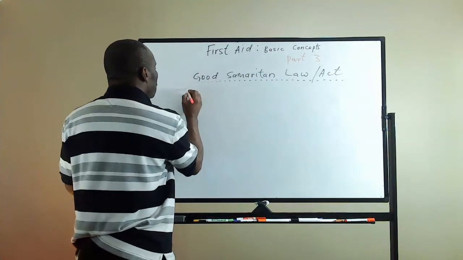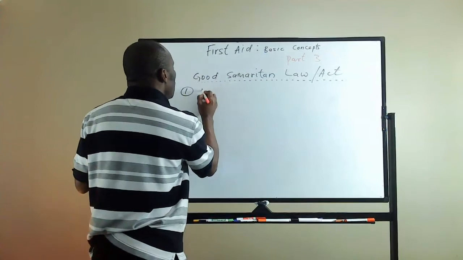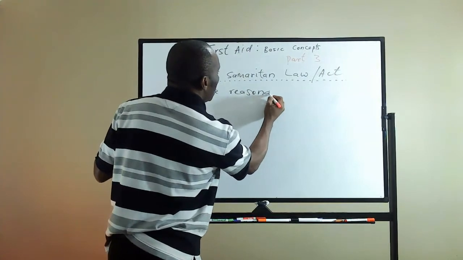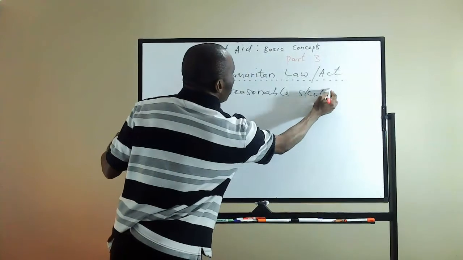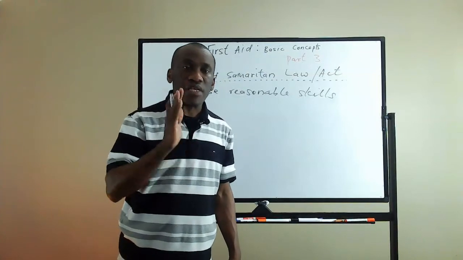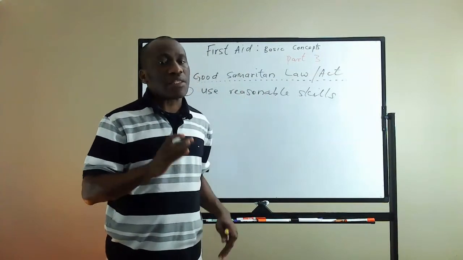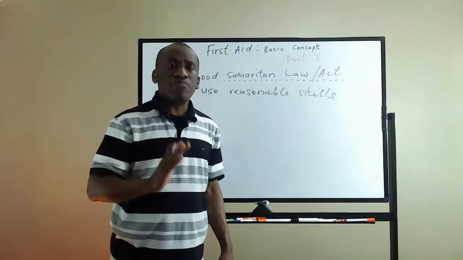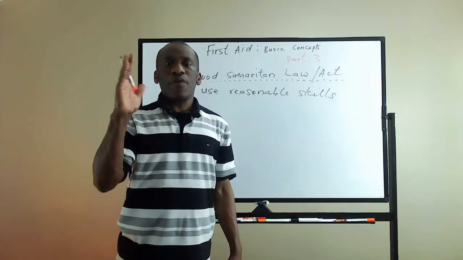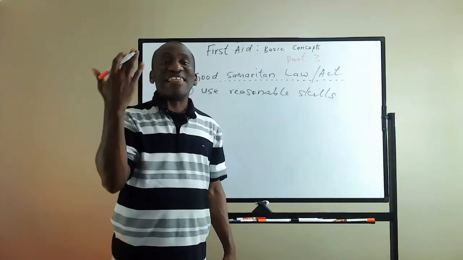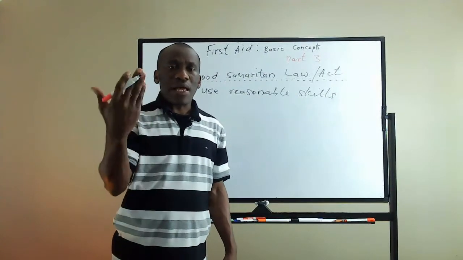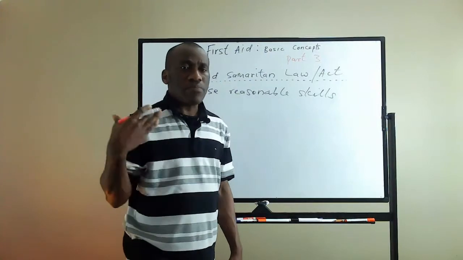Okay, number one is use reasonable skills. So when you provide first aid, use reasonable skills. That is expected. So if what you do is not reasonable, don't expect this law to protect you. An example is when you perform chest compressions. Chest compressions are supposed to be performed on the chest. So if you perform chest compressions on the belly or on the neck or at the back, the spinal cord area, that is not reasonable. And so in that case, Good Samaritan Law may not be able to protect you.